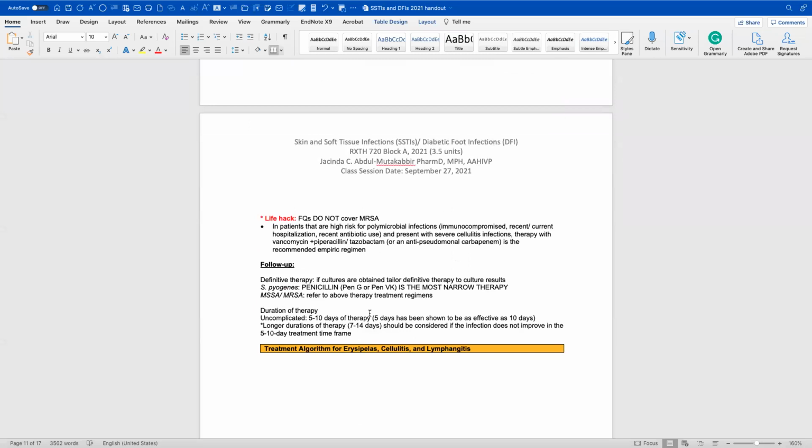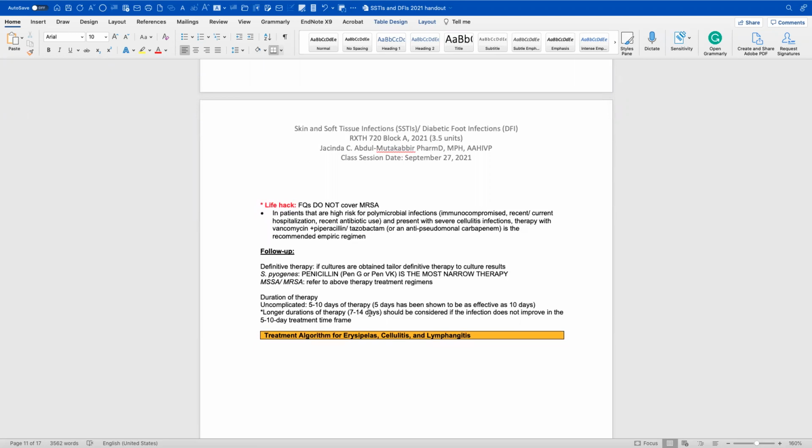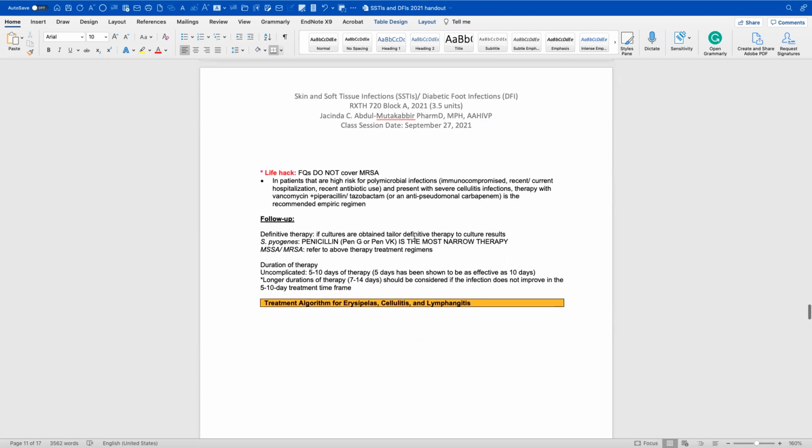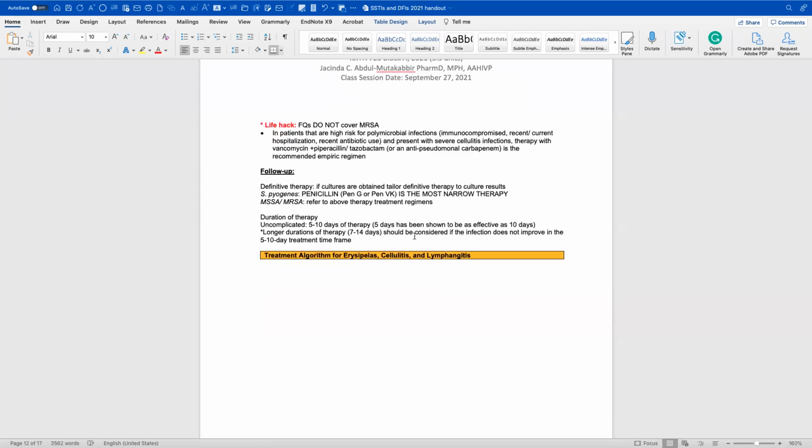In patients that are high risk for polymicrobial infections, those being the patients that are immunocompromised, have had recent hospitalizations, and present with severe cellulitis infections, therapy with vancomycin plus piperacillin-tazobactam, or some type of anti-pseudomonal carbapenem is the recommended empiric regimen. So if you have a patient and you believe that they are at high risk for polymicrobial infections, meaning they are immunocompromised, they've been recently hospitalized, they're in the ICU, and they present to you with a very severe infection, meaning that you can visibly see that their leg area is inflamed.